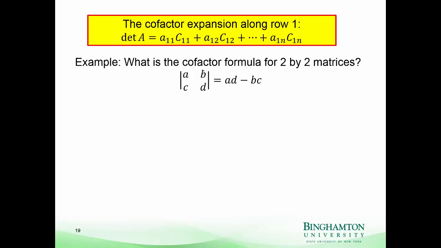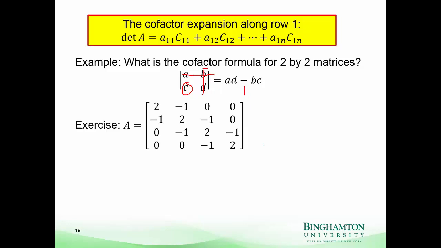Next cofactor would be B, or next element in the first row would be B. So the submatrix is just C. Determinant of C is C, but this is in the negative position, so we get the negative sign there. So that works for that.